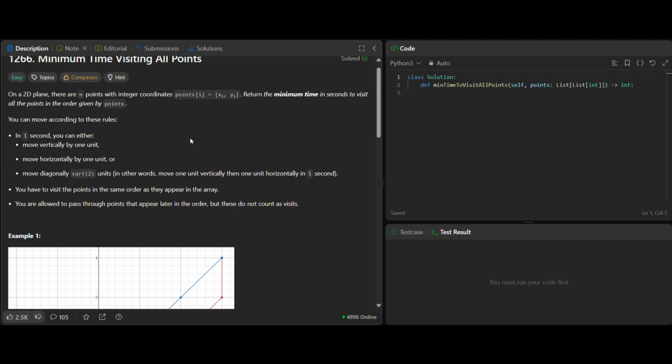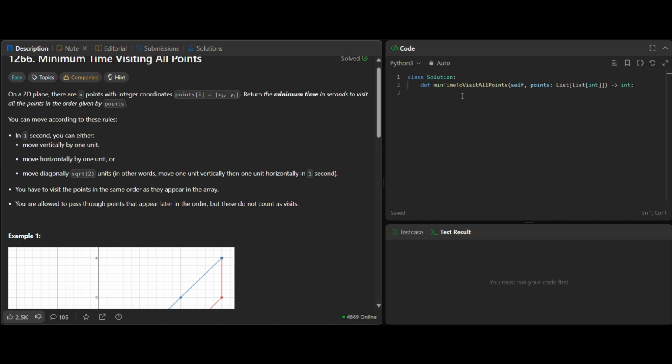Key insight: when moving between 2 points, the minimum time required is the max of absolute x2 minus x1, absolute y2 minus y1. Why? Diagonal moves reduce both x and y at the same time. You should always use diagonal moves as much as possible. Once one axis is aligned, you move straight on the other axis. This pattern shows up often in grid problems. It's not BFS. It's not DP. It's a greedy distance calculation.